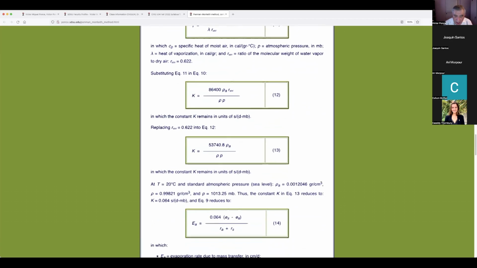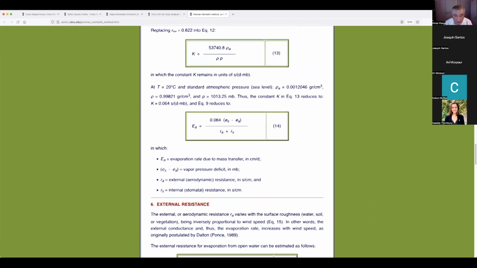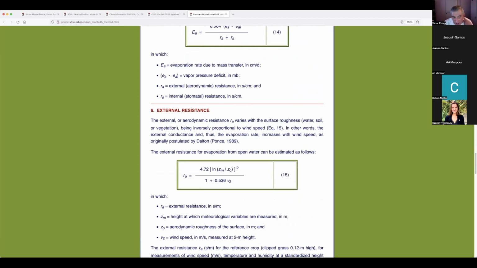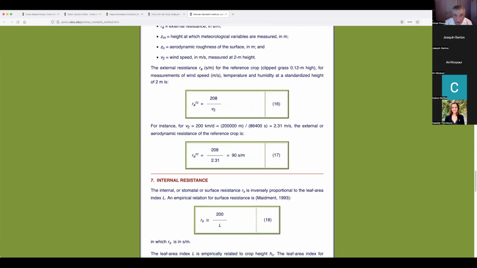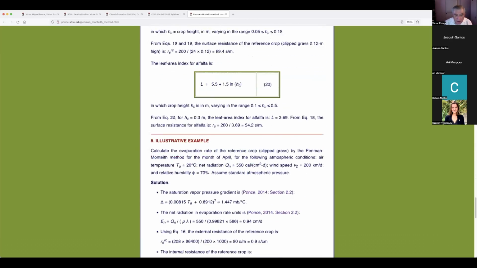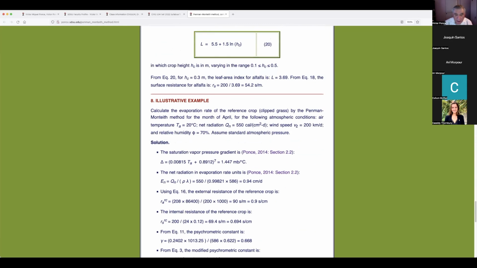And we finally get to the E sub A, as we did in the video. We cover the external resistance, and then we cover the internal resistance, as we already did in the video, and then we go to an example, and the example is there for you to follow. I believe in here the references can be clicked, so you can go directly to my book to show how we did this.